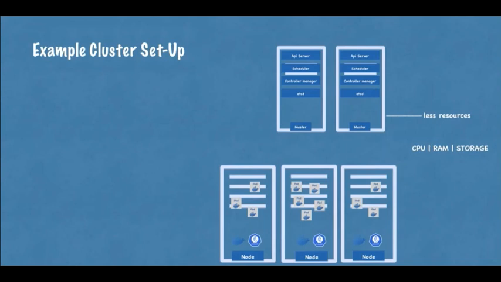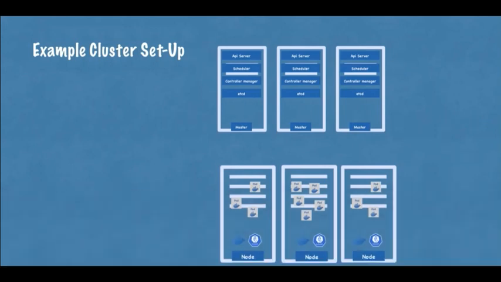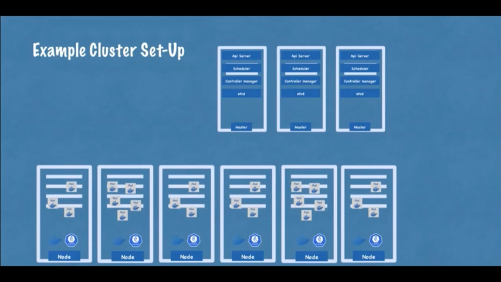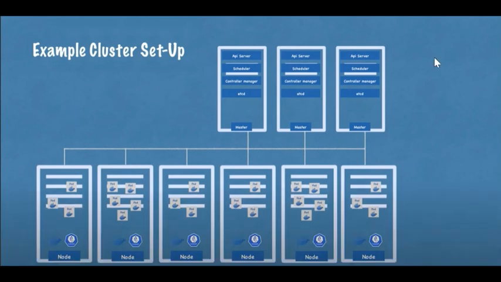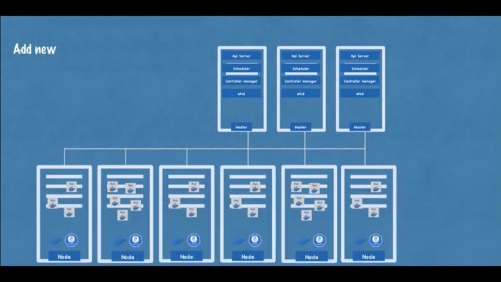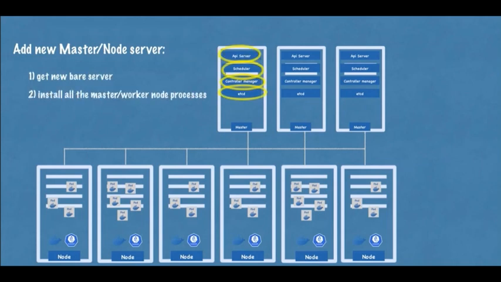As the application complexity and the demand for resources increase, you may add more masters and worker nodes to your cluster, thus forming a more powerful and robust cluster to meet your application requirements. In an existing Kubernetes cluster, you can add new master or worker servers pretty easily. If you want to add a master server, you get a new bare server, install all the master processes on it, and add it to the cluster.